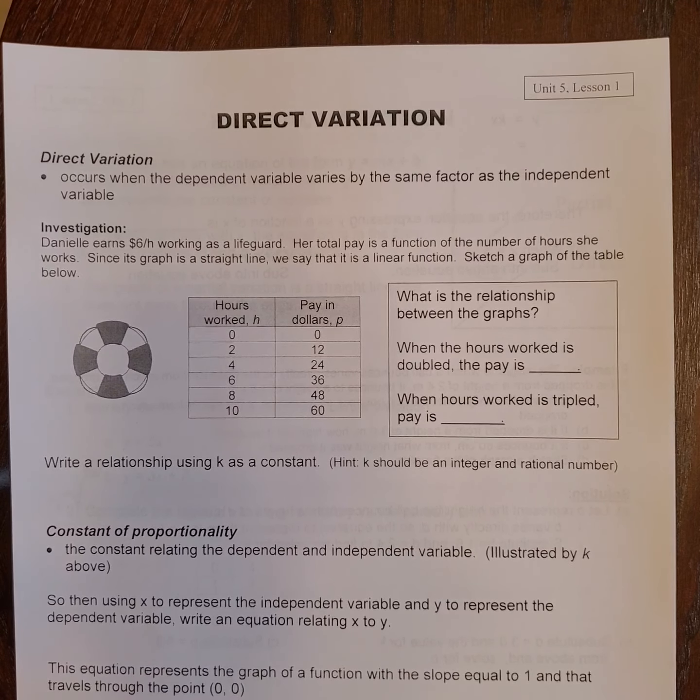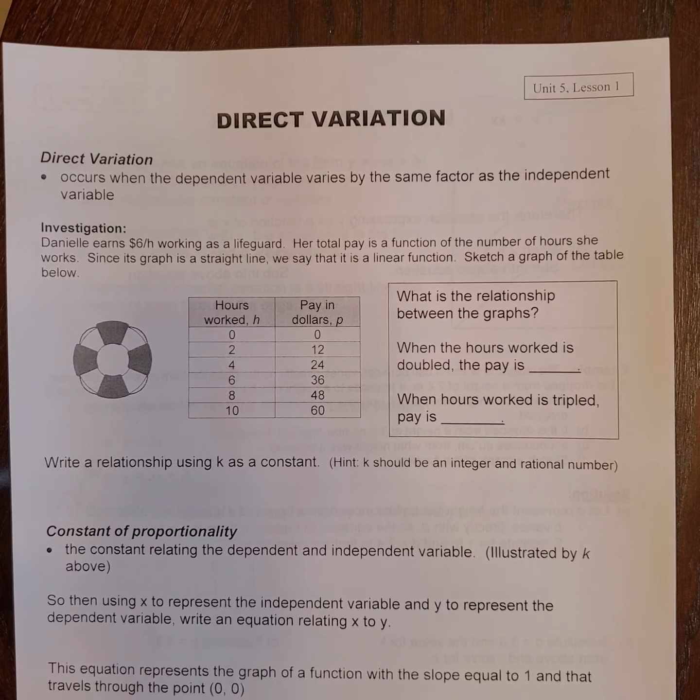So it says, what is the relationship between the graphs? So in this chart, as hours increases, her pay increases. So we call this a positive relationship. It means as one variable increases, the other variable increases. When the hours worked is doubled, so when she works 2 hours, her pay is $12. When hours worked is tripled, so when she works 3 hours, she would get paid $18.